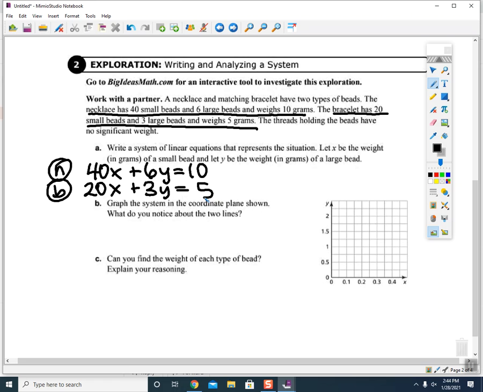So we're not really going to worry about graphing it. If you were to graph it, it would end up looking something like this. It would eventually look something like this for both of them. Here's what I really would like you to notice, though: if I look from the necklace to the bracelet, I can either divide the top one by 2 or multiply the bottom one by 2, and I get the same equation. So what do we notice about the two lines? Well, they're the same line.